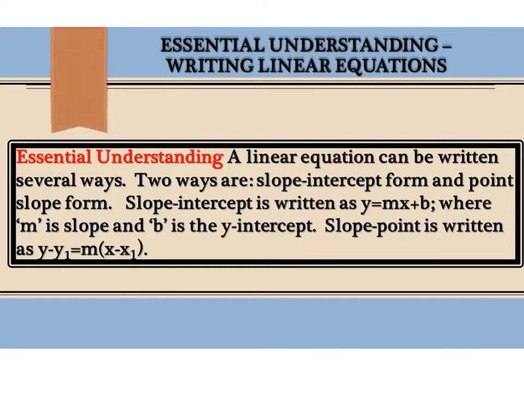Slope-intercept is written as y equals mx plus b, where m is slope and b is the y-intercept. Point-slope is written as y minus y sub 1 equals m times the difference of x and x sub 1.